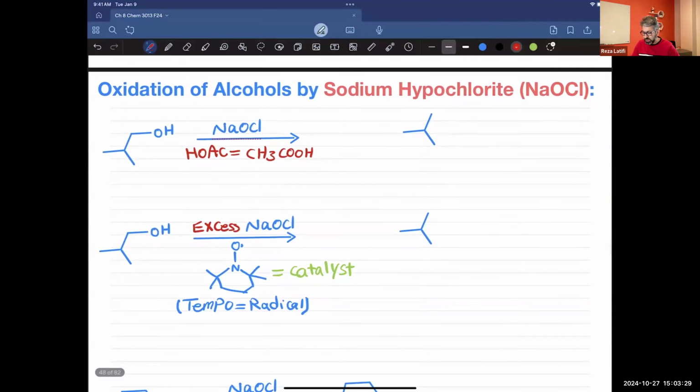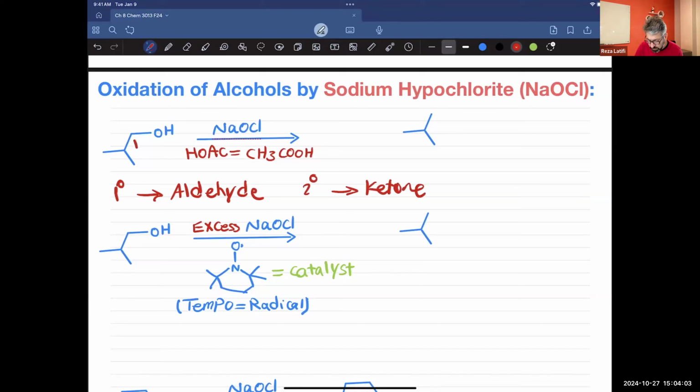Another mild oxidizing agent is sodium hypochlorite. And sodium hypochlorite, depending on the situation, can be a mild or harsh oxidizing agent. One mild condition is when you are using acetic acid plus sodium hypochlorite. So what will happen here? The primary will turn to aldehyde, and the secondary will turn to ketone. And in this case, because we have a primary, this one is going to turn to aldehyde.